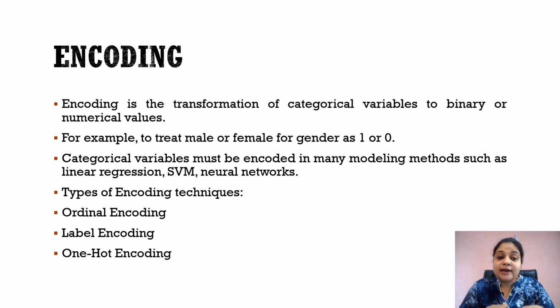And encoding of categorical variable into continuous variable is very much important for many machine learning algorithms, such as linear regression, support vector machine, neural networks, and many others. So we have basically three types of encoding technique. The one is ordinal encoding, the other one is label encoding, and the third one is one-hot encoding. So let's see all of them one by one.